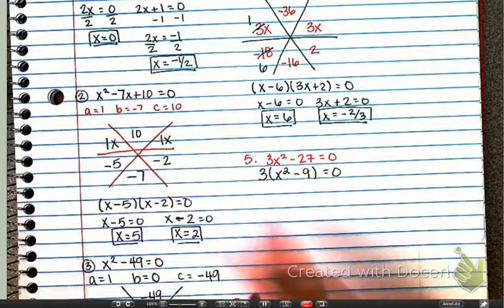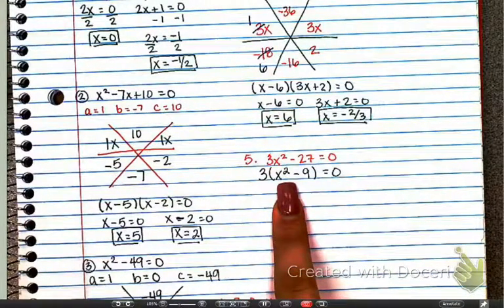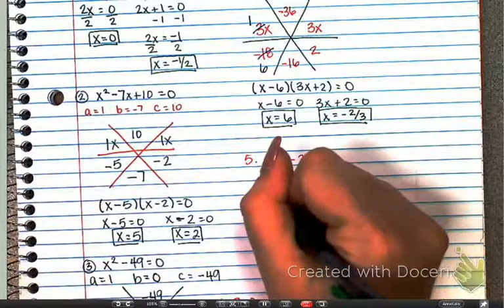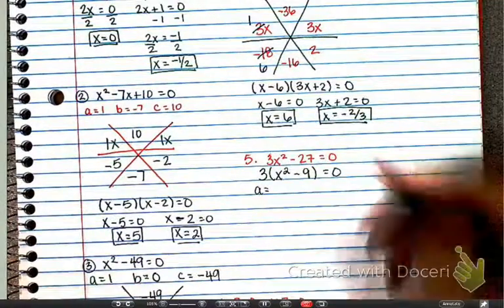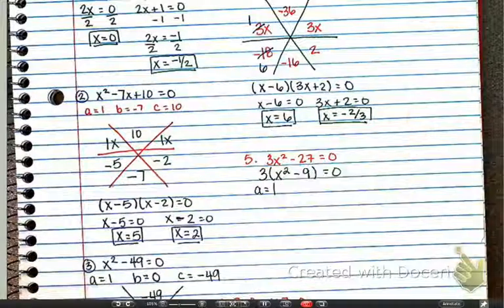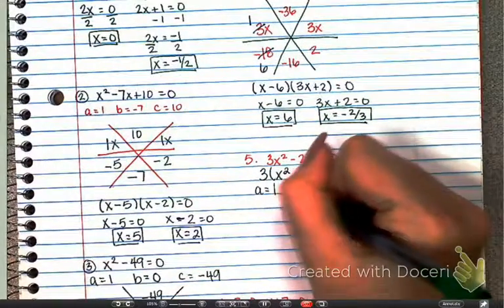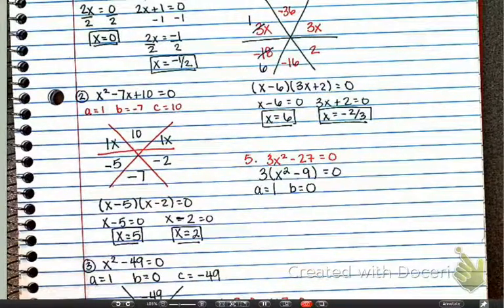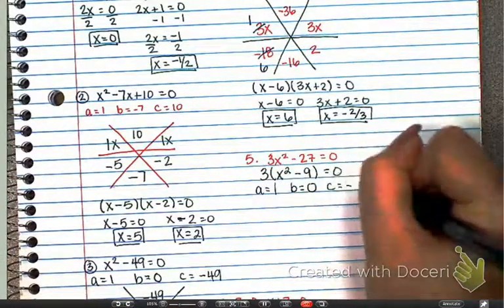Okay. There's an x squared. So that should indicate to you that you're going to do the super x. What does a equal? 1. The number in front of x squared is 1. What does b equal? 0, because there is no x term. And c equals negative 9.